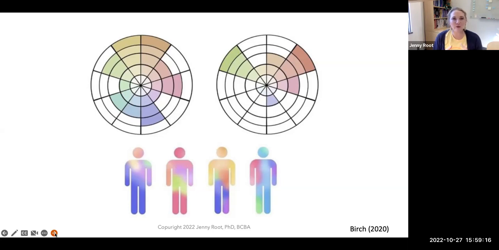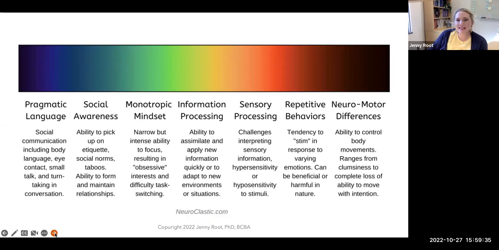You may have heard the phrase, when you've met one person with autism, you've met one person with autism, right? Because while they fall into these DSM-5 categories, the way that it looks, I like to call it the flavor, is different. And so people have different support needs. Neuroclastic, which is great, if you're on social media, they have very good content that they put out on Instagram and on Facebook. But here's some other ways we can view that spectrum of difficulties, right?